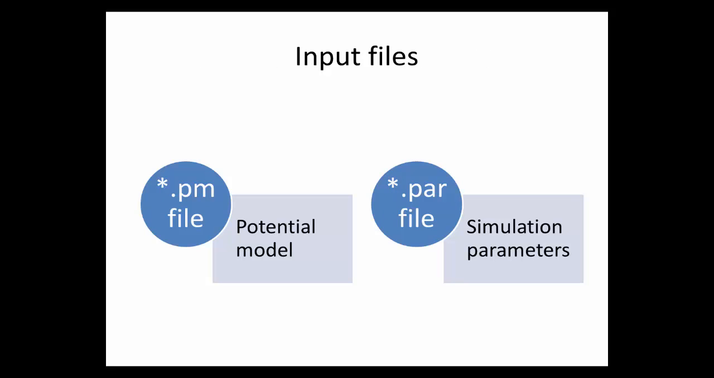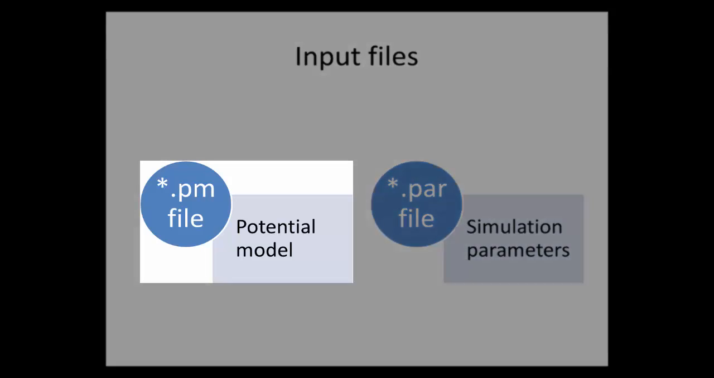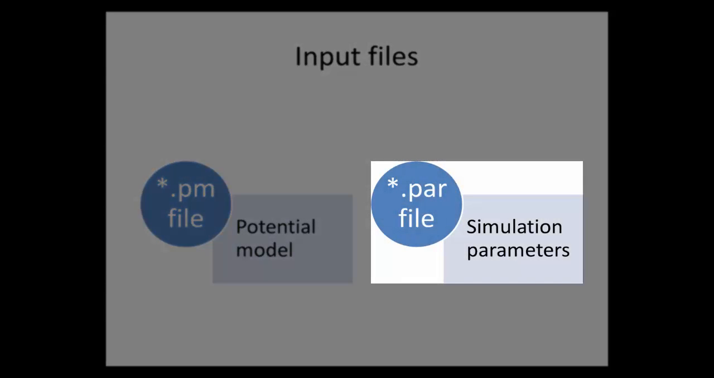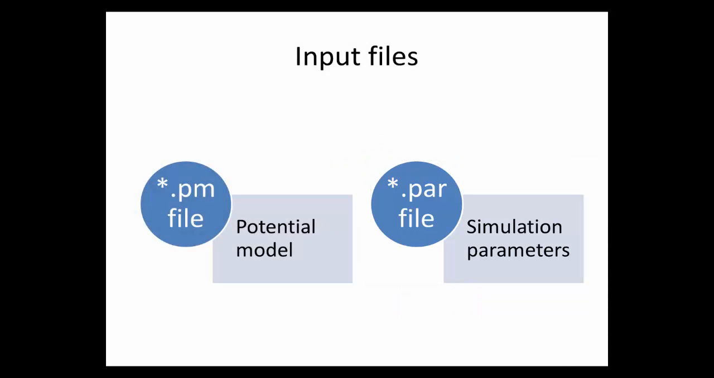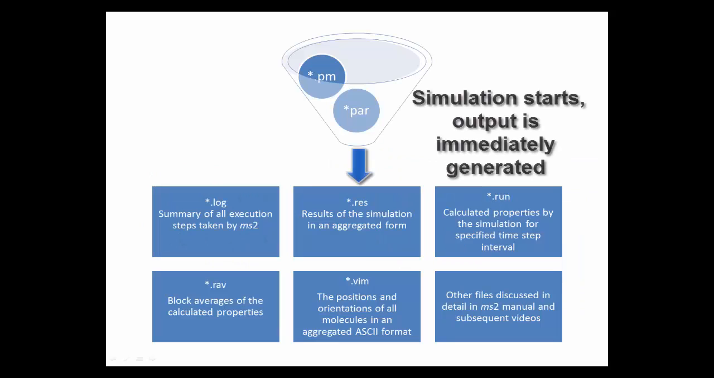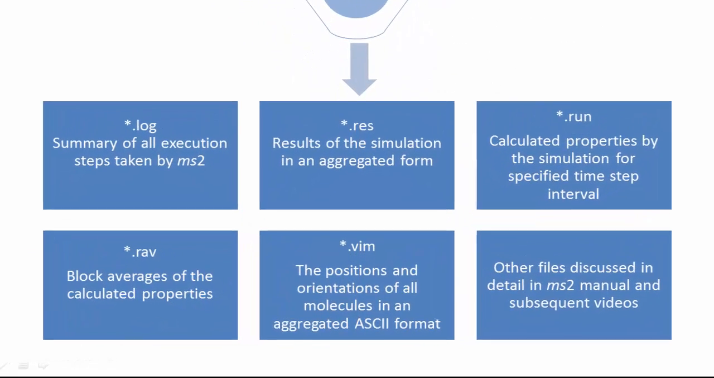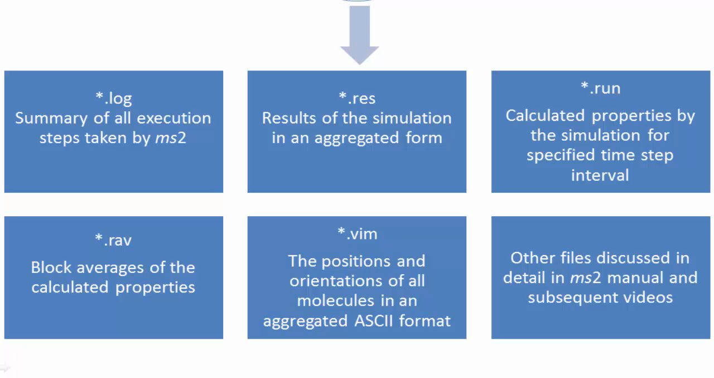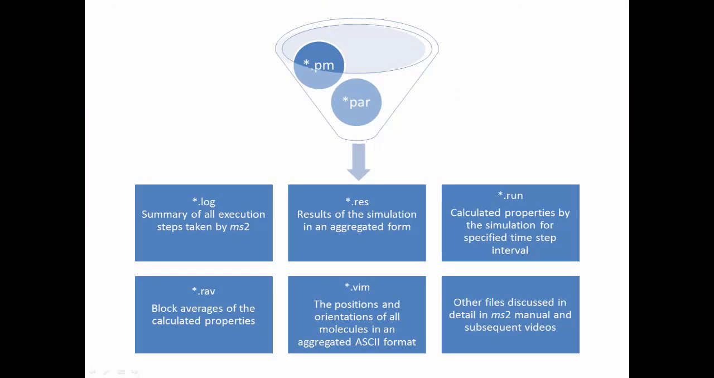As an input, ms2 requires two types of input files: the .pm, which contains the potential model, and the .par, which contains the simulation parameters. Once the simulation is running, it generates several output files. Depending on the simulation type, the number and types of output files vary. Most of these files will be introduced in the following.